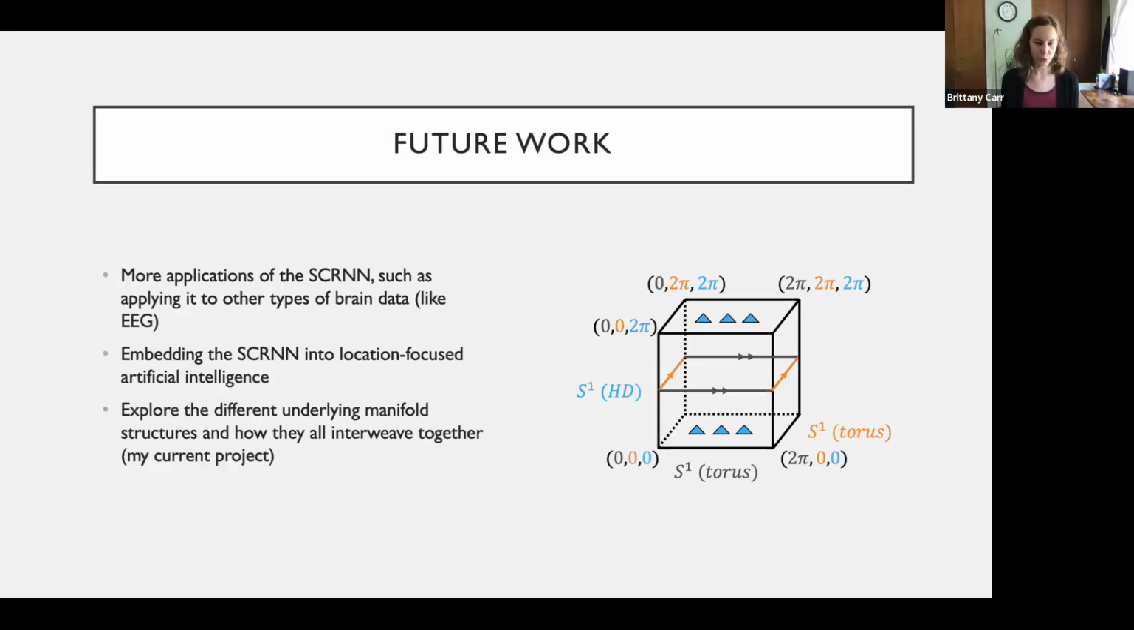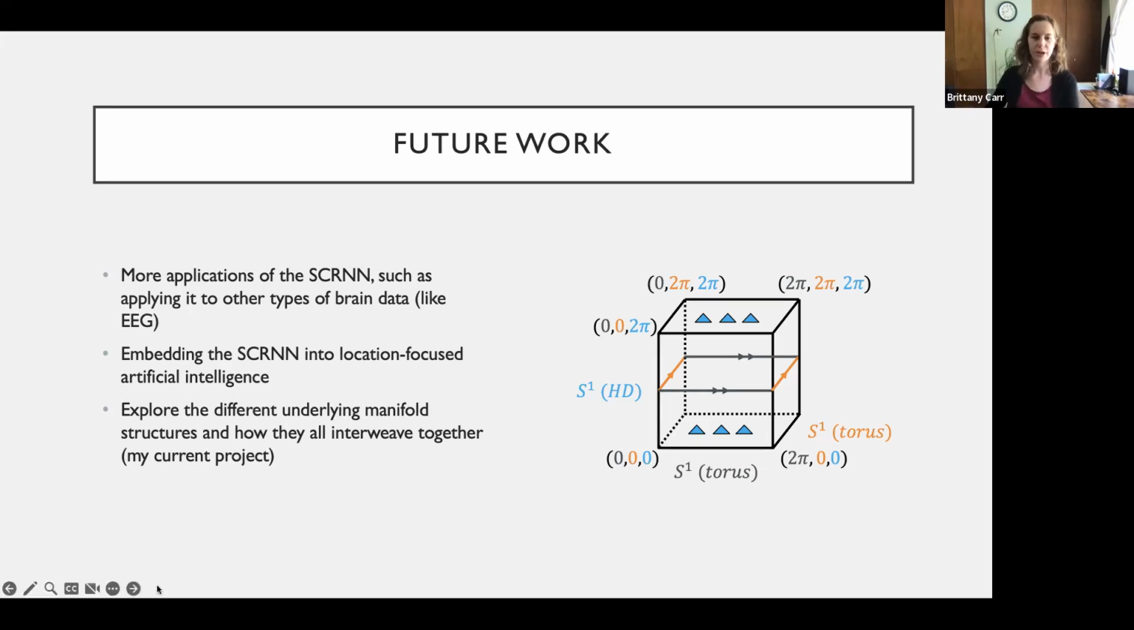Okay, so future work, and just a few last things to wrap up before we can do discussion and more questions. So we want to look at more applications of the SCRNN, such as applying it to other types of brain data like EEG, right? Stuff that you can look at externally without having to put a bunch of probes into the brain. We want to look at embedding this architecture into location-focused artificial intelligence. So kind of what Alex was talking about, maybe using it in things like cars, or some sort of other unmanned vehicles, and explore the different underlying manifold structures and how they all interweave together.